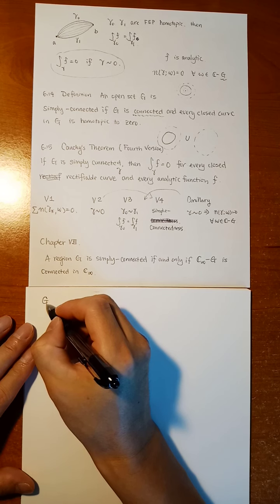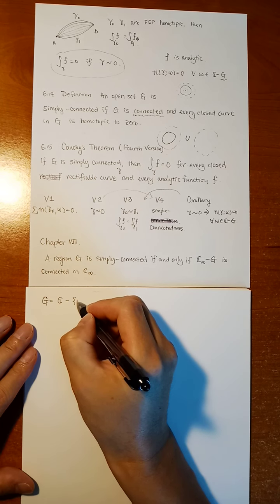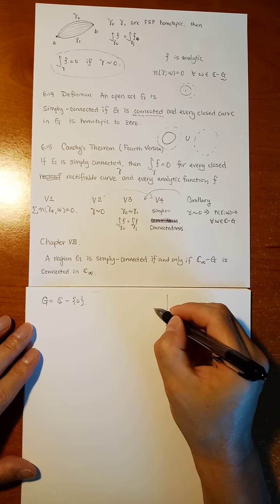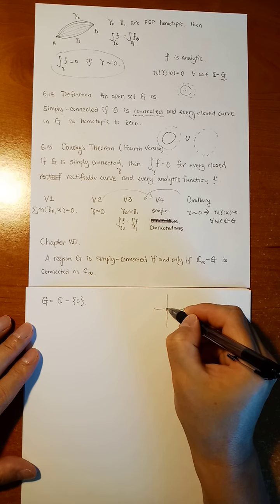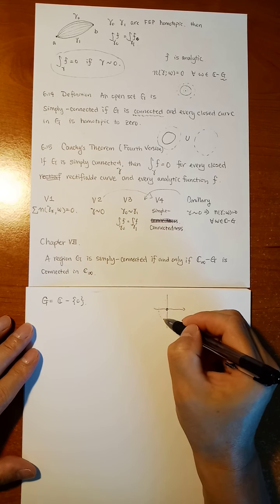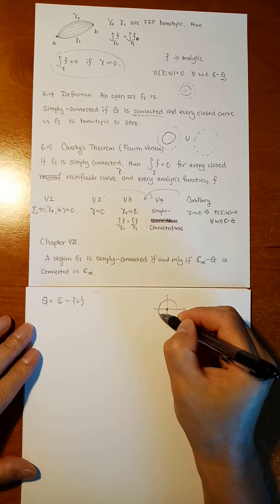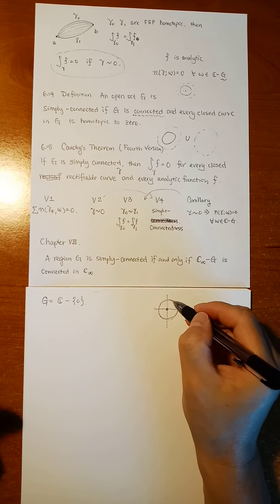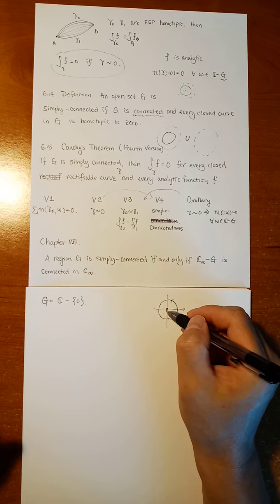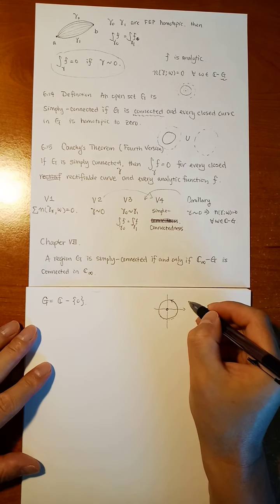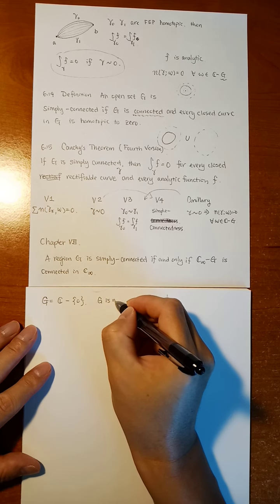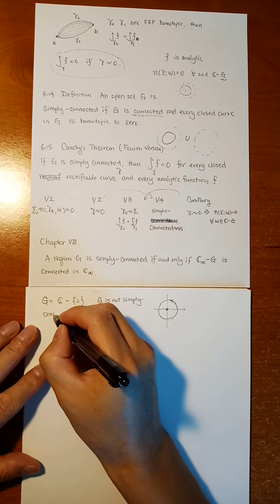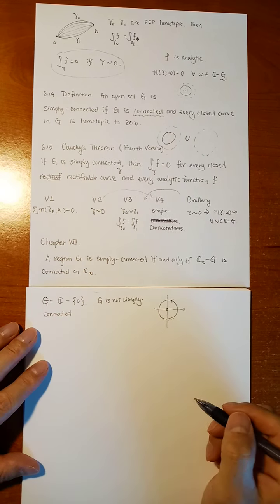It says if this G is the complex plane but without the origin, so it's like this. The origin is missing. Then you can see that if you have a unit circle, then the unit circle will always have winding number 1 with respect to the origin. So this G is not simply connected.